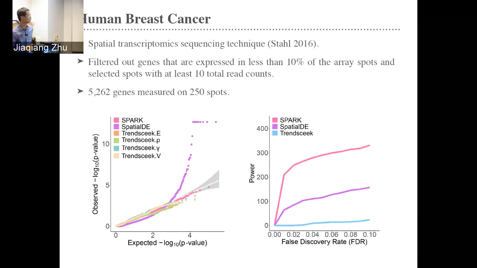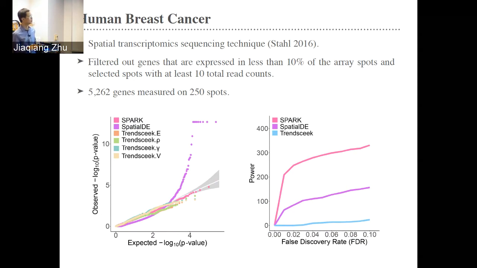So here is the second data set, in which we analyzed about 5,000 genes measured on 250 spots. This is also the QQ plots under the permutation, and it's very consistent with previous real data analysis and simulations. Both Jiaqiang and Sparkle produced well calibrated p-values, and SpatialDE has inflation at the tail. And in this data, SpatialDE was able to identify 15 genes at an FDR of 5%.